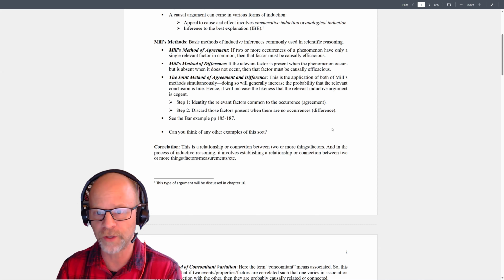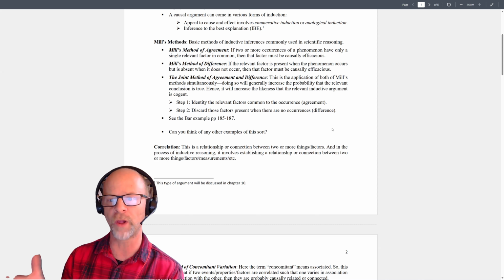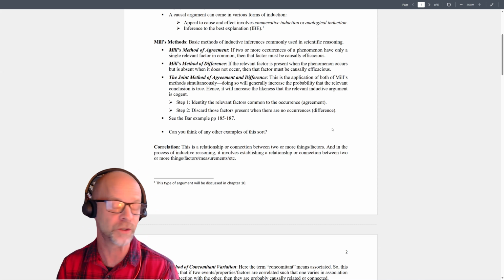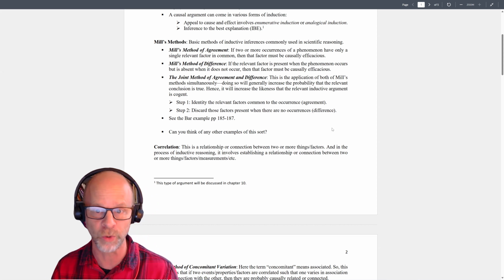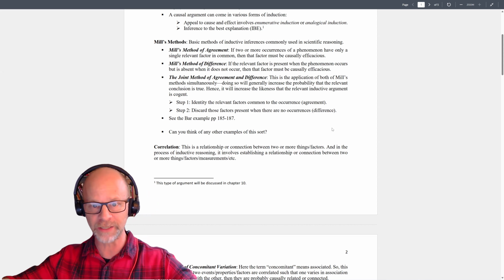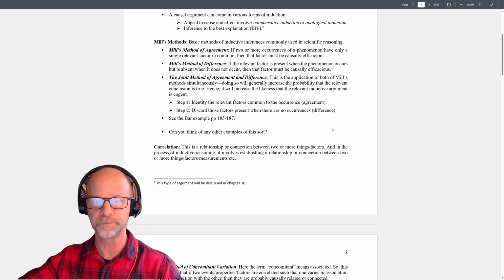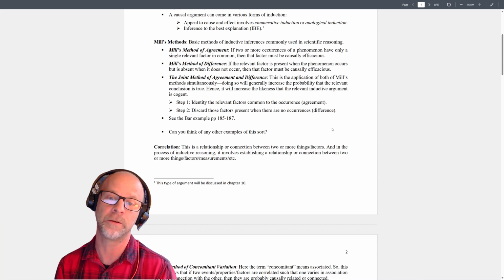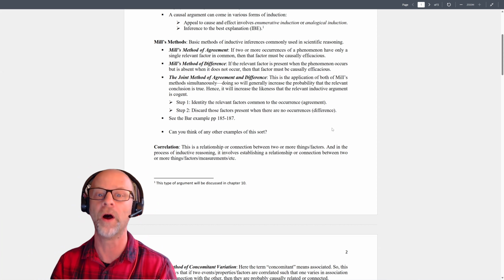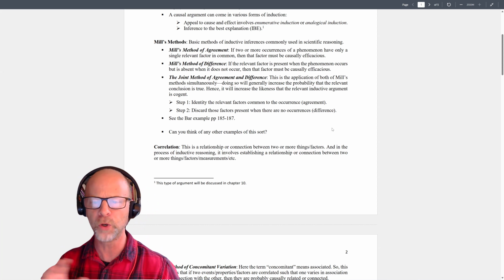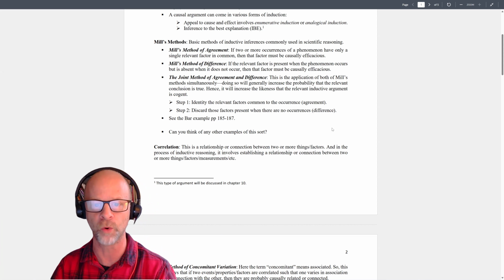Here, we are paying attention to the relevant factor if it's present when the phenomenon occurs, but it happens to be absent when it does not occur. Well, then that factor must be causally efficacious, right? Because it's happening when it's occurring, but it's absent when it's not occurring. Then that seems to suggest that there's something going on there. It's doing some work. There's something pushing and pulling or some power at work here.